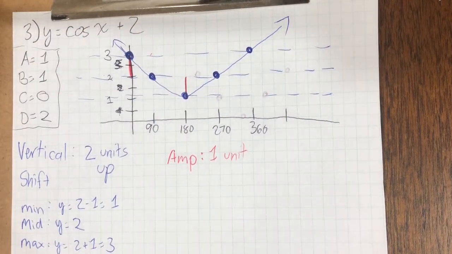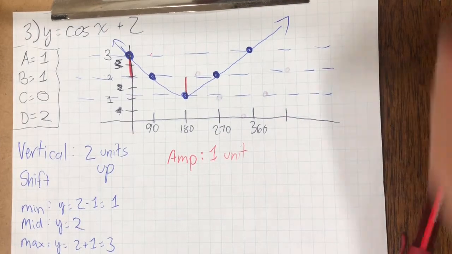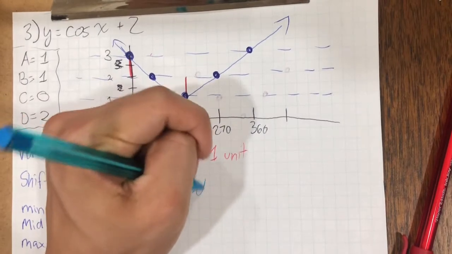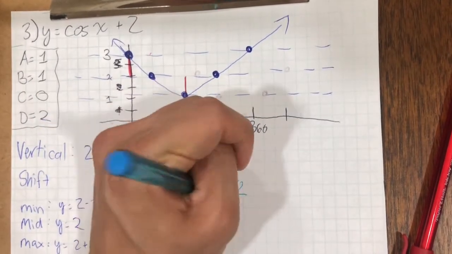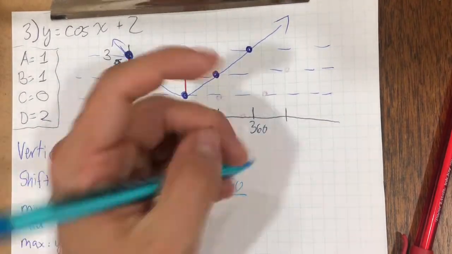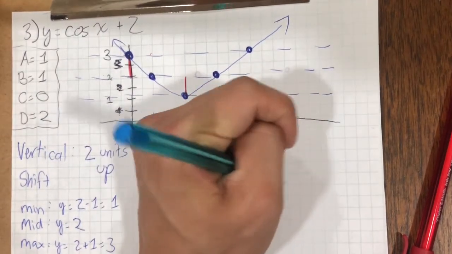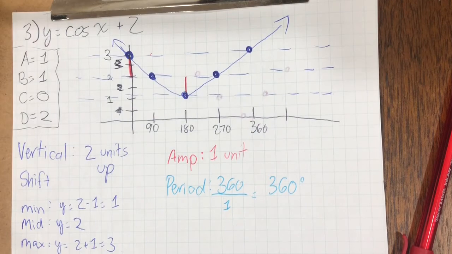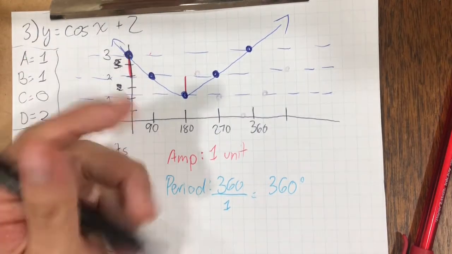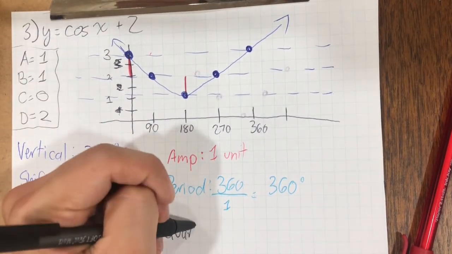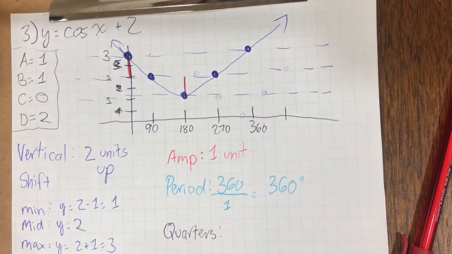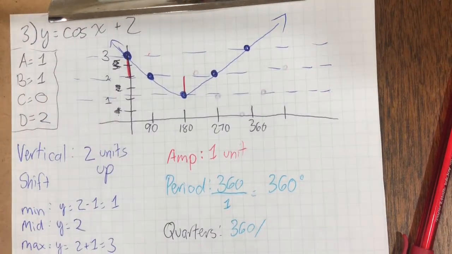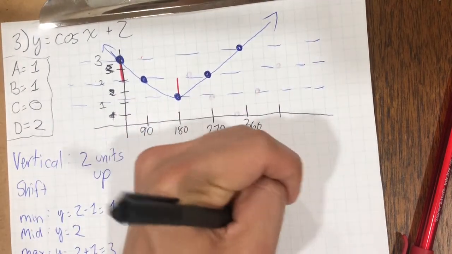All right. And then we have the period. So for the period, you just take 360 divided by my B, which is 1, and I still get 360 degrees. All right. And then for the quarters, I would take 360 and divide it by 4, and we get 90.